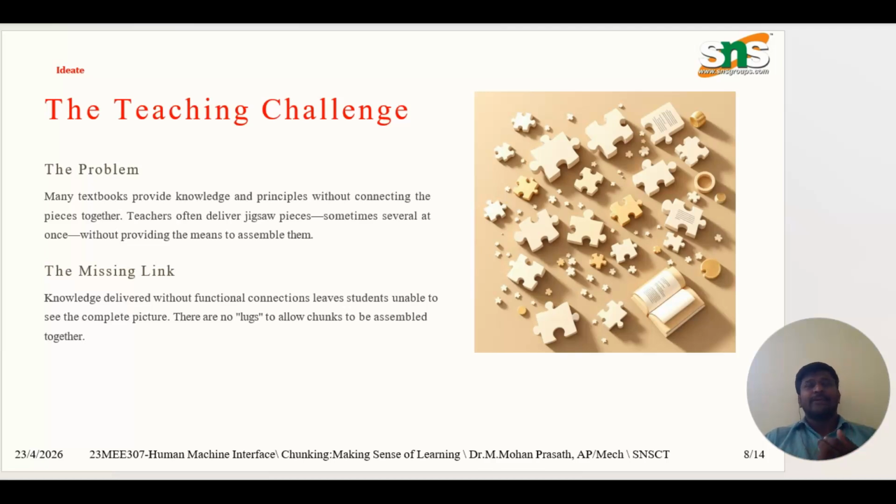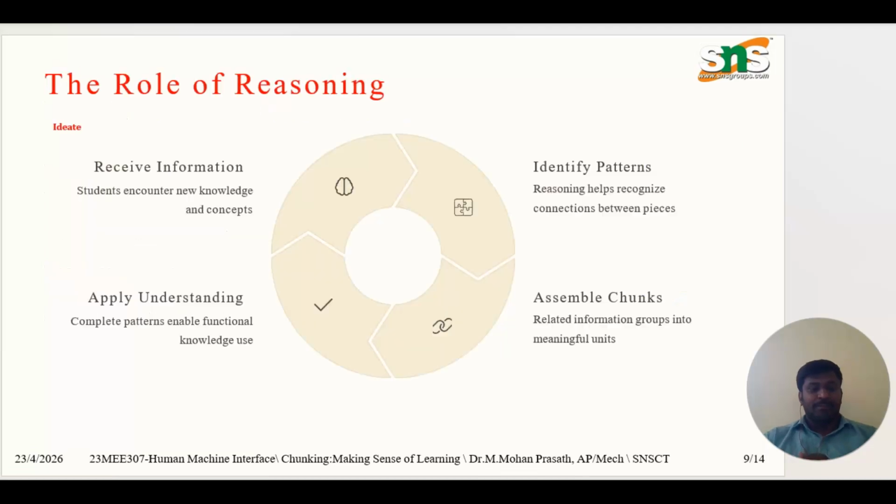Next, we will consider an example for chunking. Teaching is the best example for chunking because the problem in teaching is that many textbooks provide knowledge and principles without connecting the pieces together. The missing link is that knowledge delivered without functional connections makes students unable to see the complete picture. How to overcome the challenges in teaching: reasoning helps in recognizing the connection between the pieces. When you identify the patterns, the assembly of chunks takes place. From the assembled chunks, the complete patterns enable knowledge use. From the knowledge use, the student can encounter new knowledge and concepts.